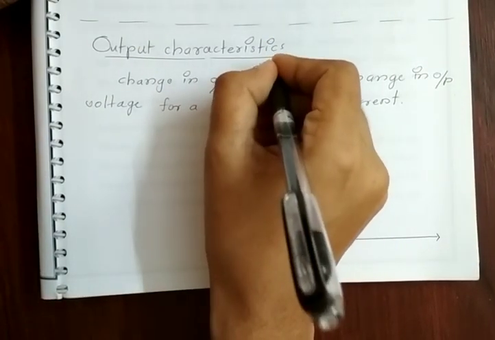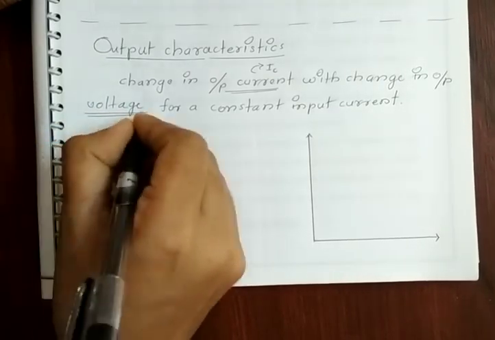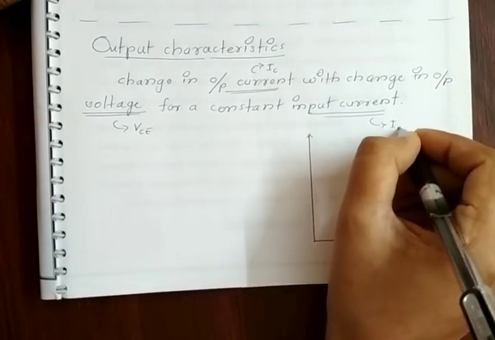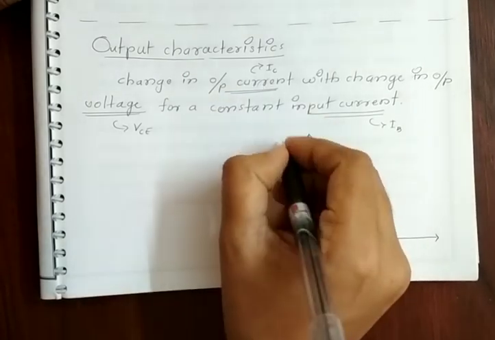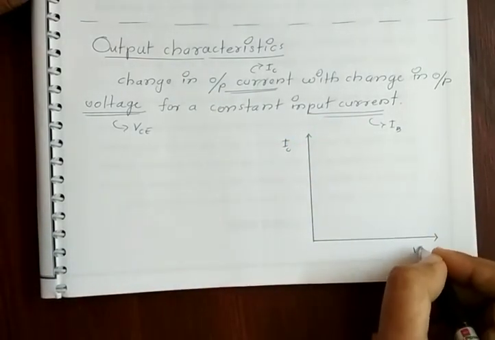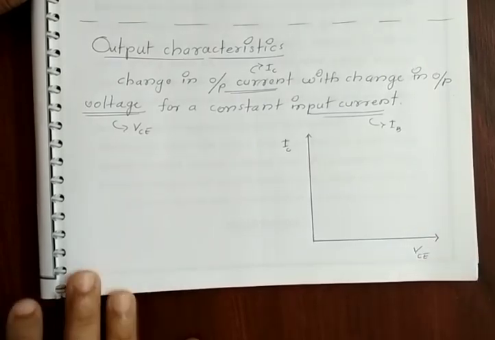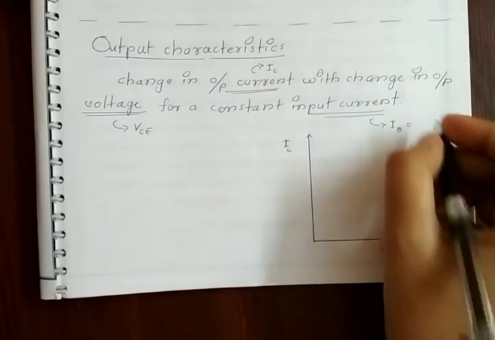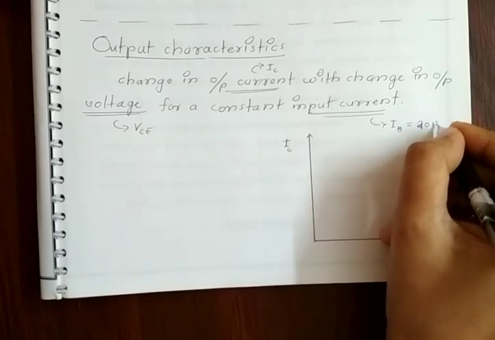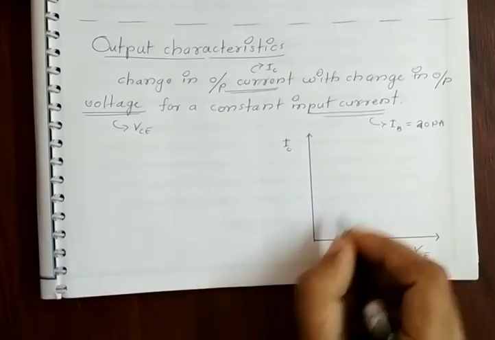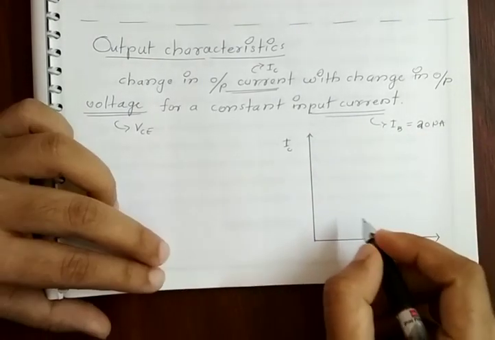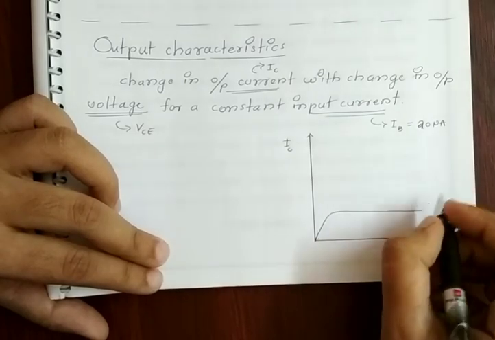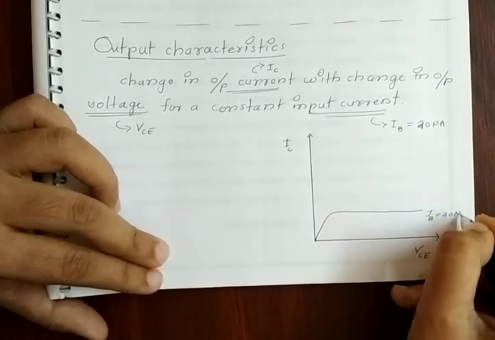We know the output current is IC for common emitter configuration, the output voltage is VCE, and the input current is IB. Therefore, the graph will be between VCE and IC. So IC is drawn on the y-axis, and the output voltage VCE is drawn on the x-axis. Now, for a given value of IB, let us take 20 microampere, a very small value of IB. For 20 microampere IB, the graph would be like this. Initially, the current will be slightly increasing, and after some time, it will be saturated. This is for IB equal to 20 microampere.